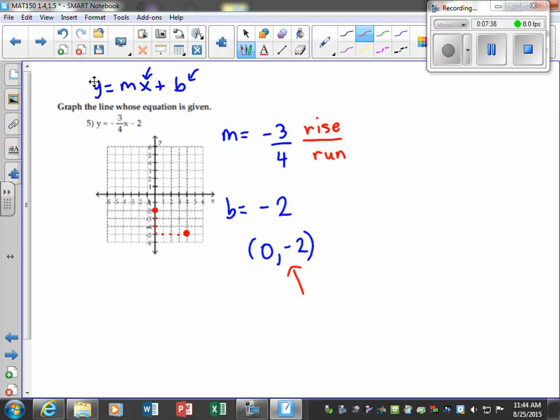What is an option that I have if I ran out of room or run off my graph? I could be here and I could do positive 3, up 3, left 4. Let's do that. So up 1, 2, 3, left 1, 2, 3, 4. So remember, you have that flexibility, and then you would just do the best to draw a line through those and connect those.